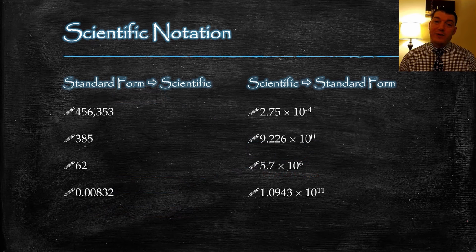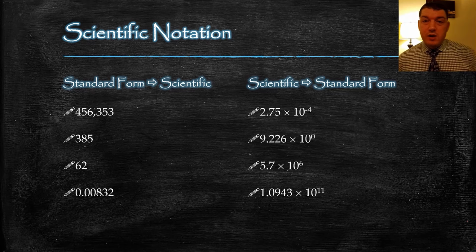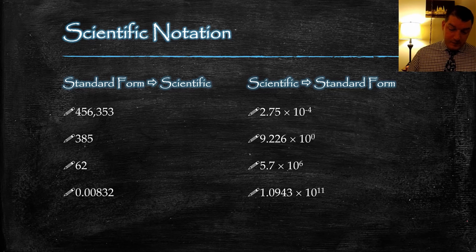We're going to look at a couple of examples of how to convert between scientific notation and standard notation. This should be review and hopefully something you're already comfortable with. First, let's look at the standard notation values. We're going to start with 456,353.